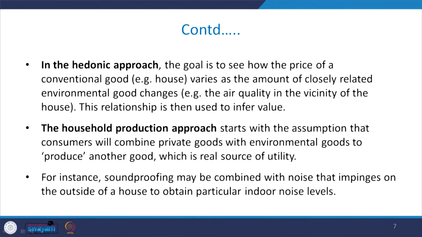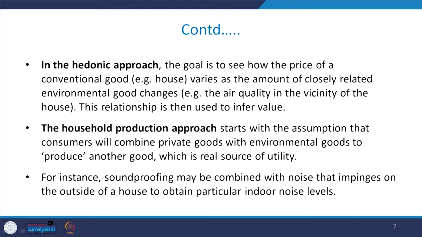Within the revealed preference approach, there is the hedonic approach. The goal is to see how the price of a conventional good varies with the amount of closely related environmental goods. I already explained this with the example of house prices in two different localities, like air quality in the vicinity of a house. This relationship is then used to infer the value of the same conventional product in two different conditions.